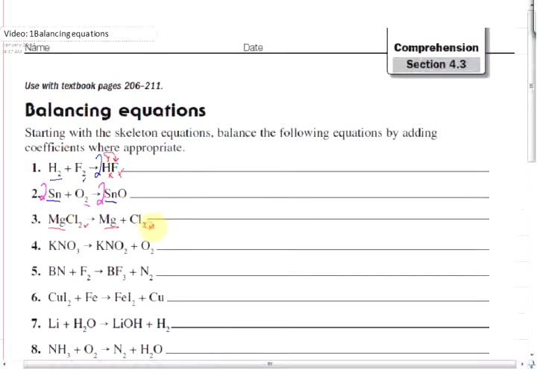chlorine on each side. These guys are already balanced, so this equation didn't need anything. So I'll just add that it's already balanced.